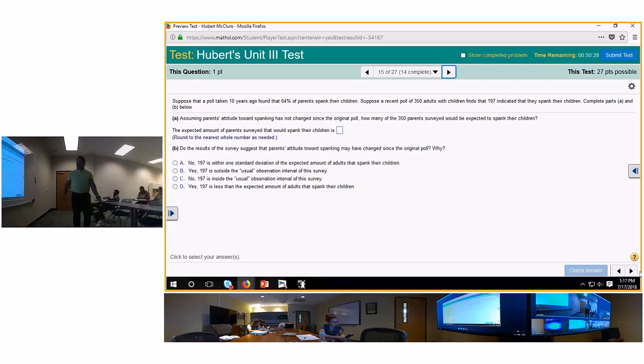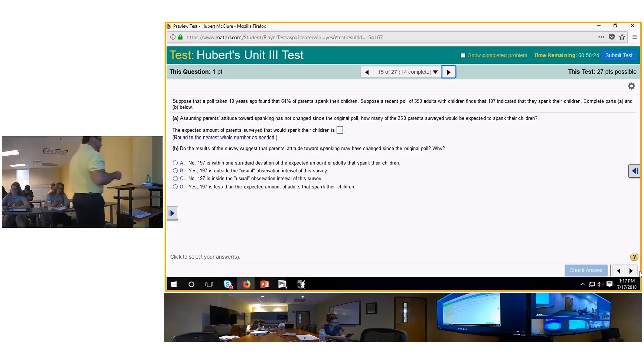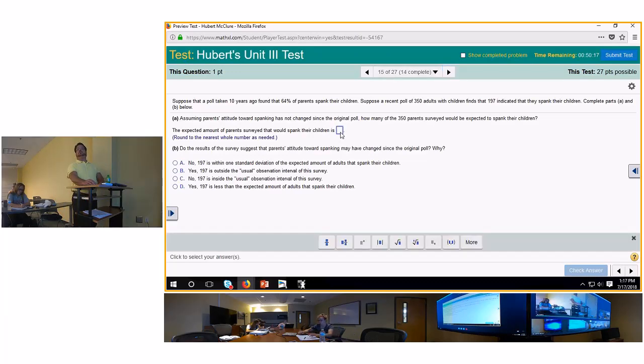Okay, somebody take 64%, take 350 and multiply it. What'd you get? It says round to the nearest whole number. What'd you say? 224. I've never seen this question before. Okay?